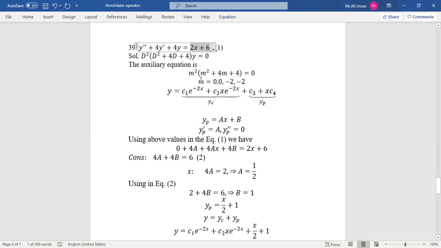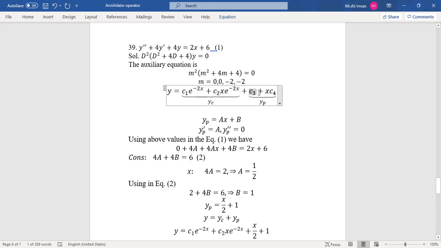to 0. And if we simplify this, we will have m equal to 0, 0, and minus 2, minus 2. The solution can be written as y is equal to c1 e power minus 2x plus c2 x, as the value of minus 2 is repeated. So c2 will be multiplied with x e power minus 2x. This solution appears due to the homogeneous part, and the solution of the homogeneous part is denoted by yc.